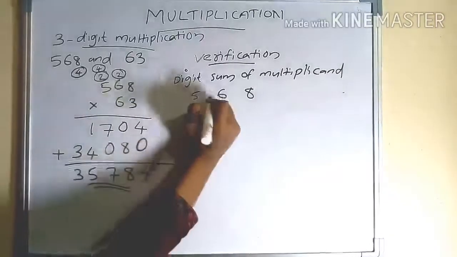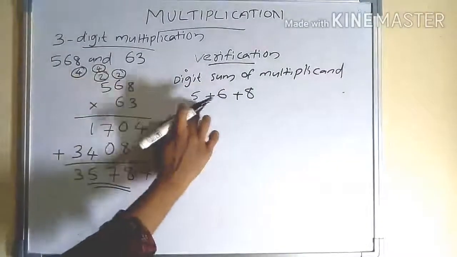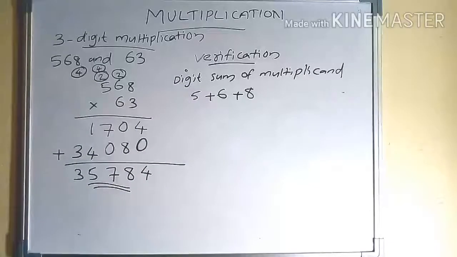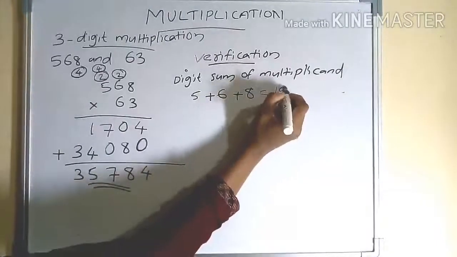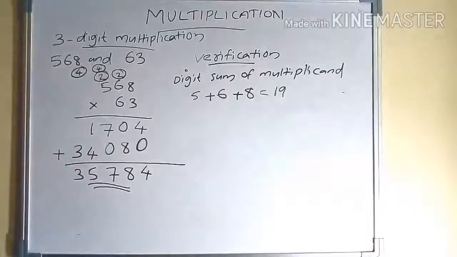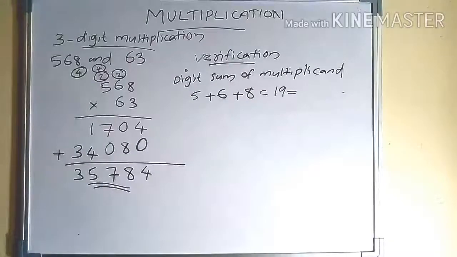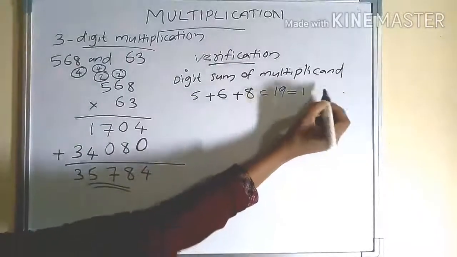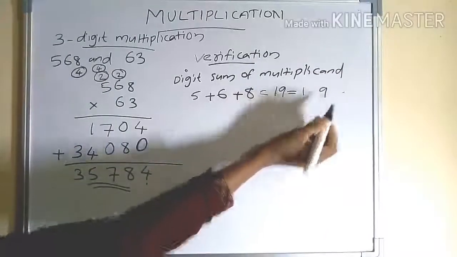Next add these 3 digits. So what is the answer? First we add 5 plus 6. What is the answer? 11. 11 plus 8? 19. Okay. 19 is a 2-digit number. So split 19 into single digits, that is 1 and 9.